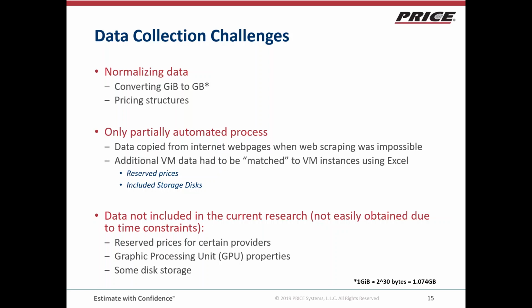And the data collection, while a lot of it could be automated, there was some manual data collection. We used web scraping when we could to easily collect data, but that wasn't always possible. And then we had to do some additional matching using Excel. And there was some data that either due to time constraints we couldn't gather or couldn't normalize. Most notably is graphics processing units, GPUs, which handle, as it says, graphics, which would probably be a cost driver, but we didn't have time to normalize that data.